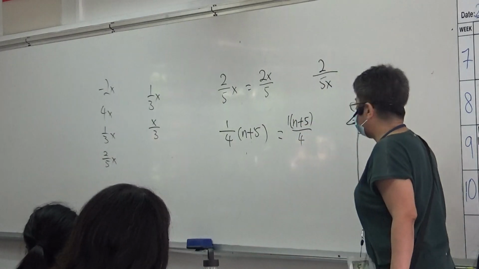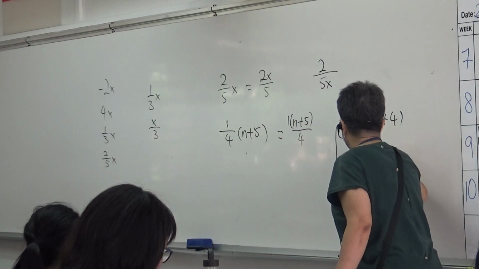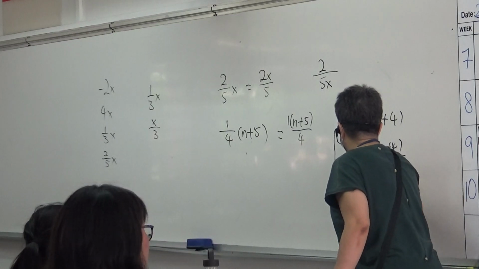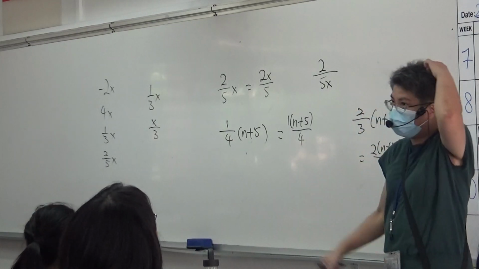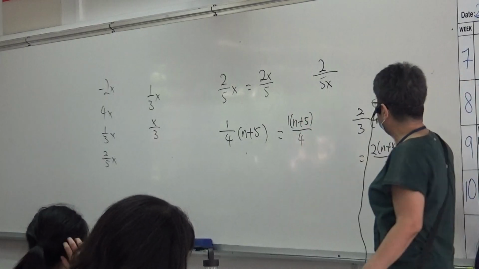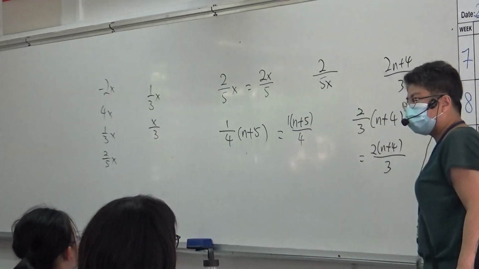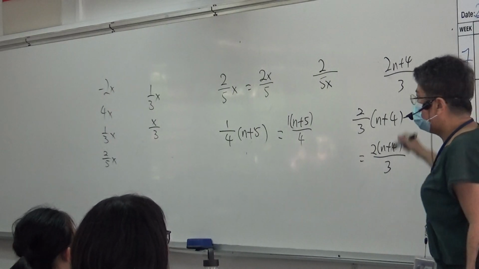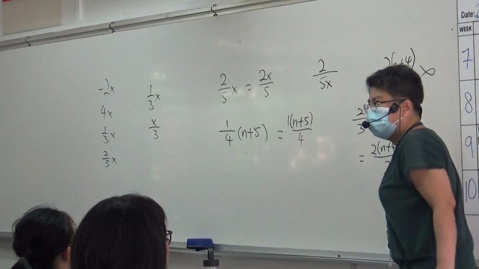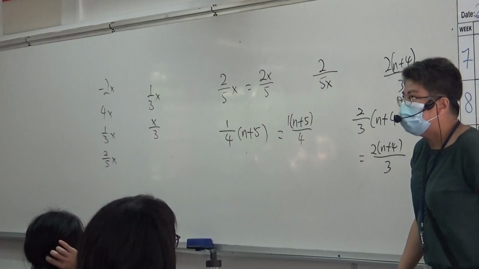Or if I have, let's say, 2/3 n + 4. What does it mean? 2n + 4/3. It belongs to the whole of the numerator, not just half. You cannot write this as... This is wrong. Can you see? You must have what? The bracket. That is correct. Do you understand?